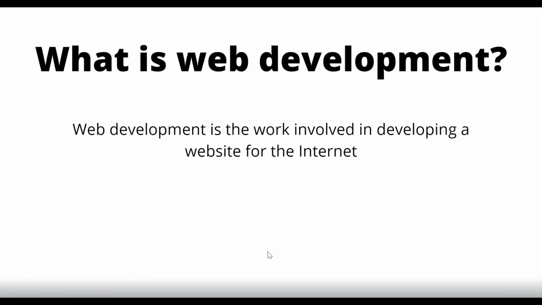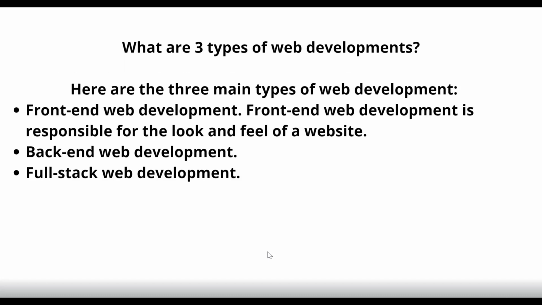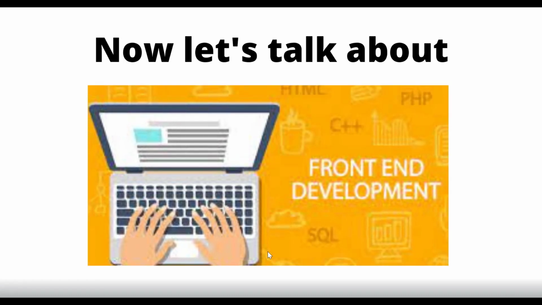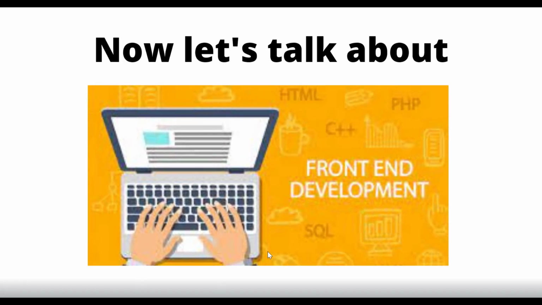Okay, what is web development? Web development is simply the work involved in developing websites for the internet. What are the three types of web development that we have? We basically have three types: front-end development, which is responsible for the web pages that we see displayed; back-end development, which deals with servers; and full-stack development, which involves people who do both front-end and back-end development. Now let's talk more on front-end development.